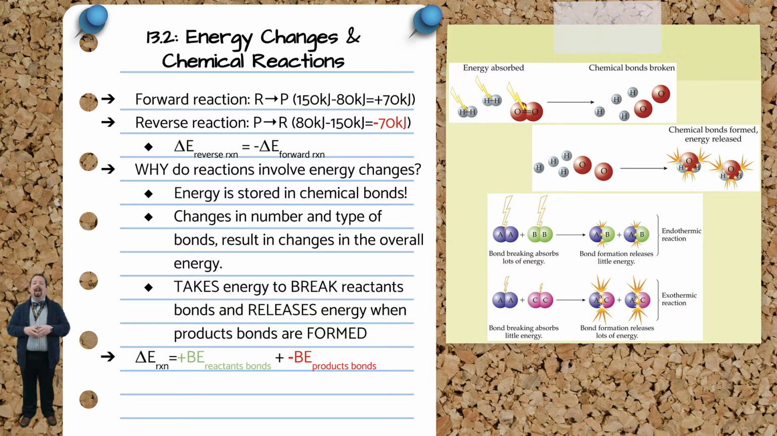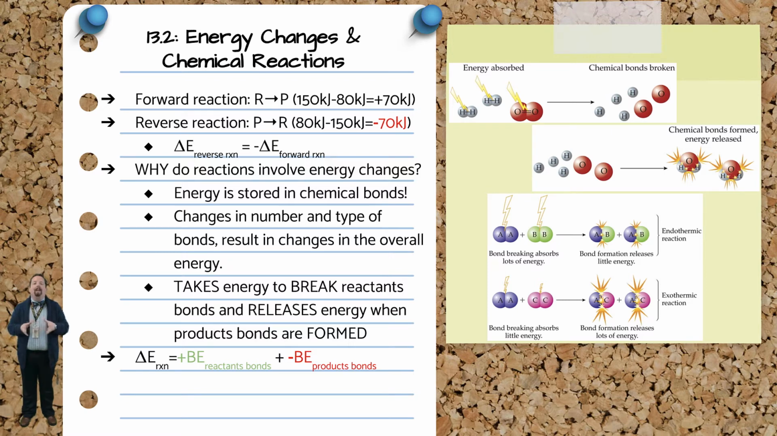If my products had 150 kilojoules of energy and my reactants had 80 kilojoules of energy, then in the forward direction, my reaction had a delta E of positive 70 kilojoules, because I take products minus reactants. That would be an endothermic reaction because my delta E is positive. In the reverse reaction, I start with my products and move to the reactants, so the reactants are now the products, and the products are now the reactants. So I still take products minus reactants, it's just that this time they're on the flip side of the equation. So I would take 80 minus 150, and I would get negative 70, which is an exothermic reaction for the reverse reaction.